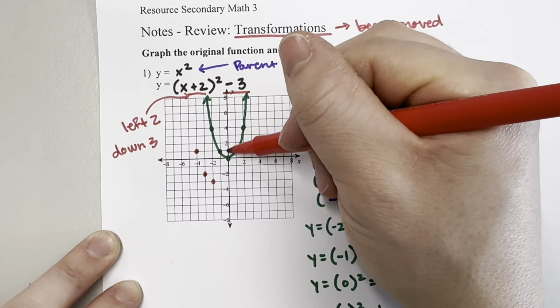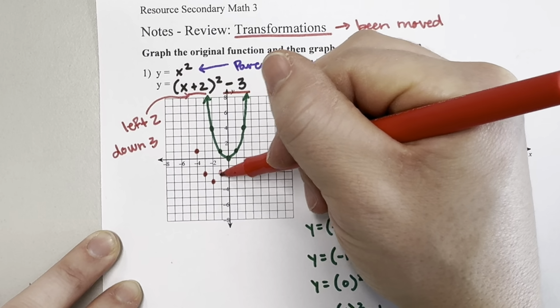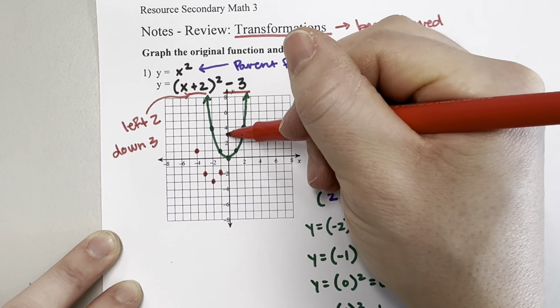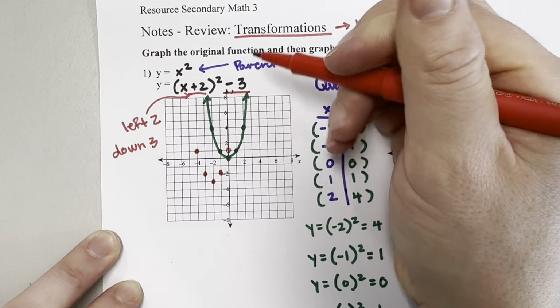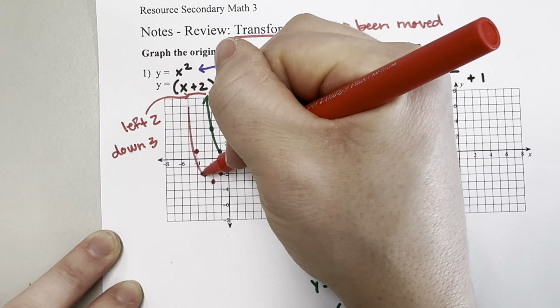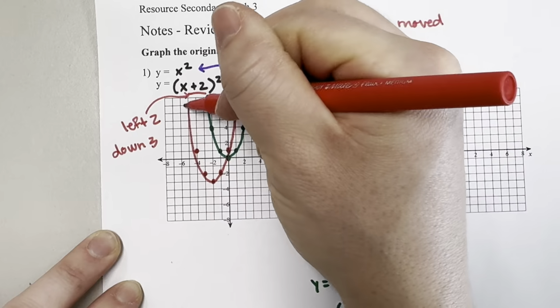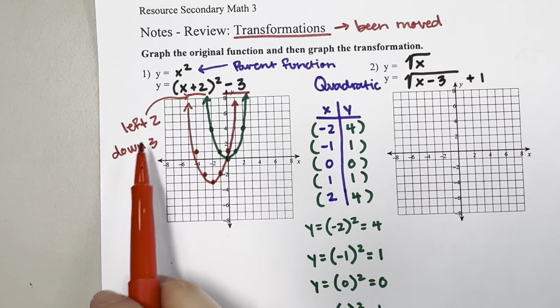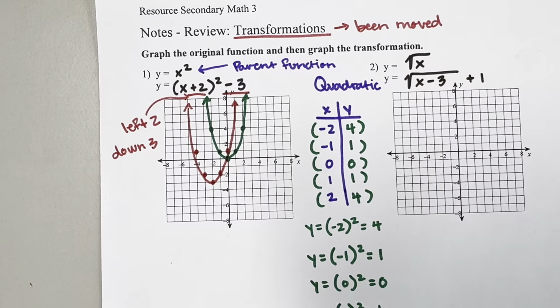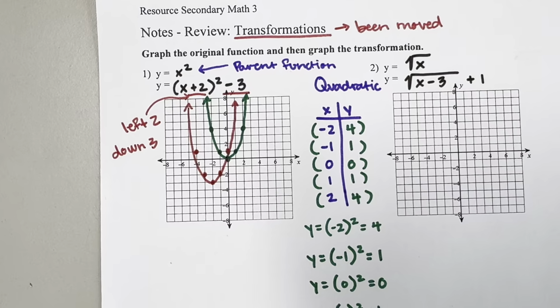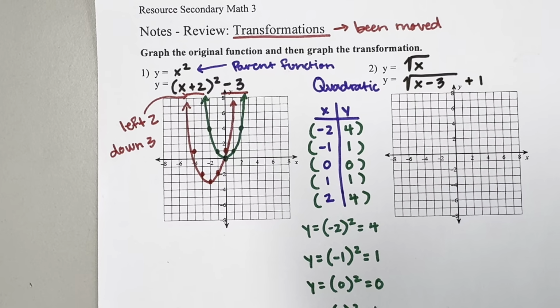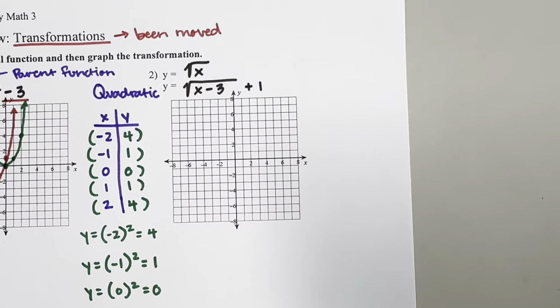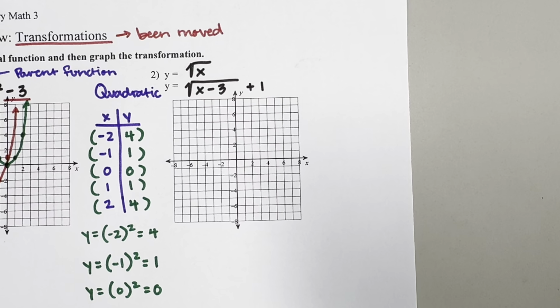Okay, this guy left 2, down 1, 2, 3. And my last one, left 2, down 1, 2, 3. Okay, and now we can see that this parabola, this quadratic function, has been moved. It has been transformed to the left 2 spaces and down 3 based on that new equation that we were given. Awesome.